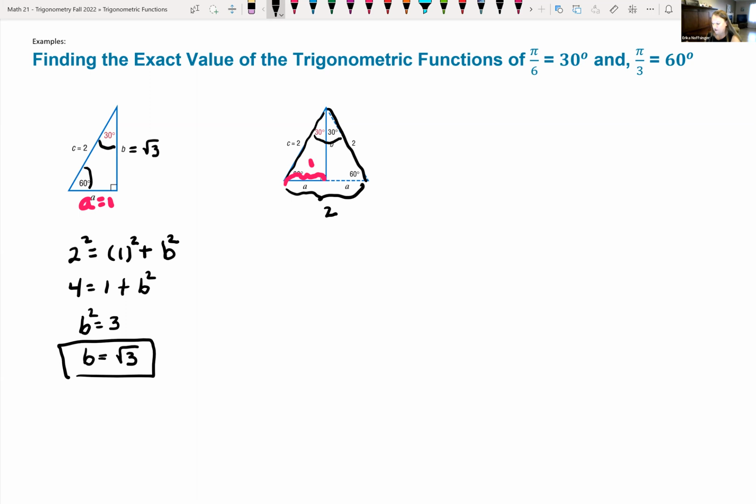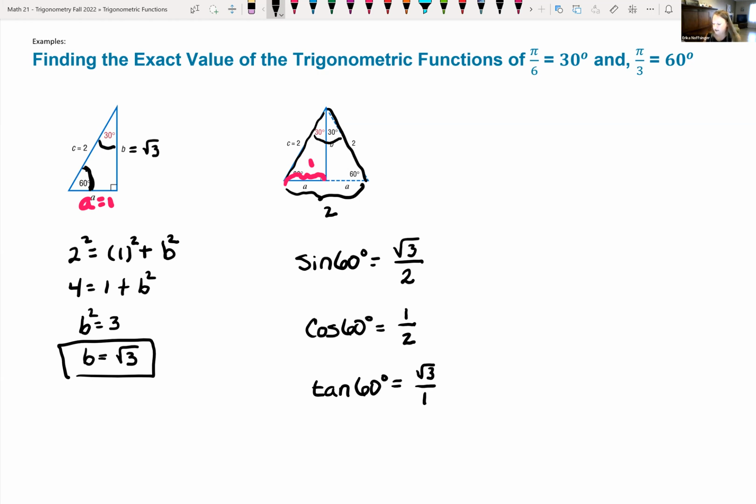Okay, so now that we have our triangle here, we can do our trigonometric functions. So if we look at sine of 60 degrees, looking at the 60-degree angle, we're going opposite of that side, which is root 3, all over the hypotenuse, which is 2. Cosine of 60 degrees is equal to adjacent of the 60-degree angle, which is our 1, all over the hypotenuse, which is 2. Tangent of 60 degrees is opposite, so the opposite side of 60 degrees is root 3, all over adjacent, the adjacent side of the 60-degree angle, which is 1.